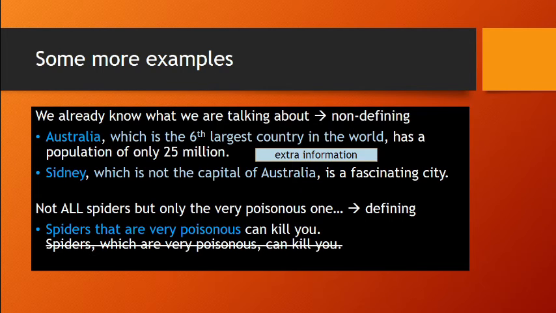In the first two sentences here, we already know what we're talking about. We're talking about Australia, there is just one Australia, and we're talking about Sydney. There is just one Sydney, or at least in this context, there is just one Sydney. So these sentences are non-defining. It is already clear what we're talking about, yeah? So the bits in the middle here, they are extra information. We could just leave this out.